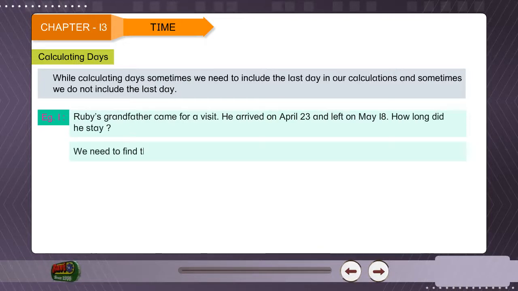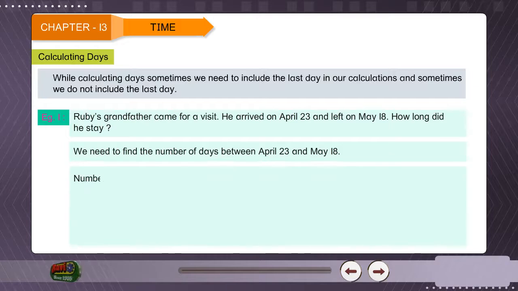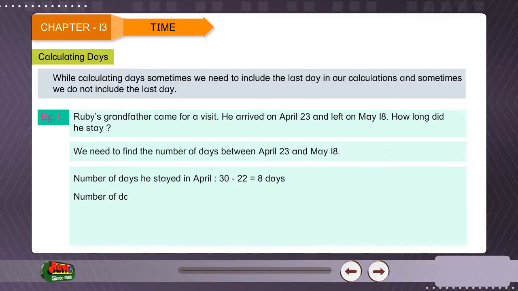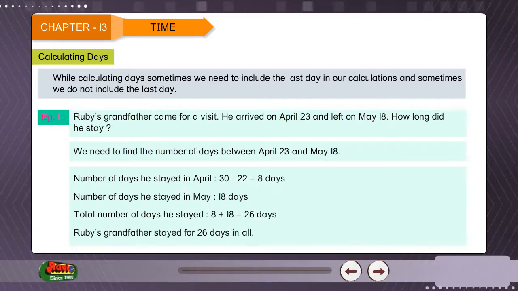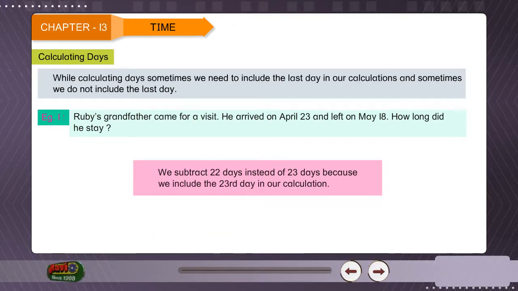We need to find the number of days between April 23rd and May 18th. Number of days he stayed in April, 30 minus 22 is equal to 8 days. Number of days he stayed in May is equal to 18 days. Total number of days he stayed, 8 plus 18 is equal to 26 days. Ruby's grandfather stayed for 26 days in all. We subtract 22 days instead of 23 days because we include the 23rd day in our calculation.